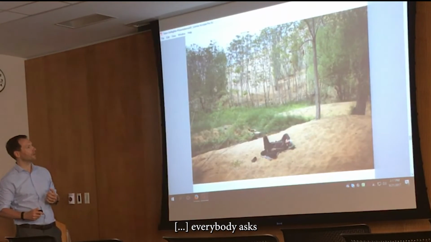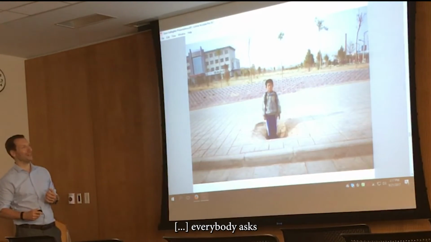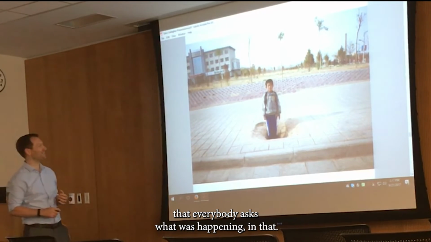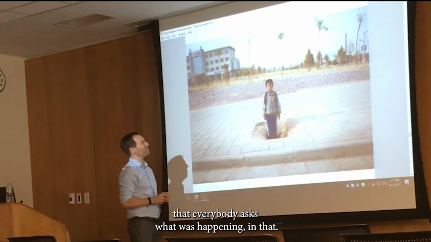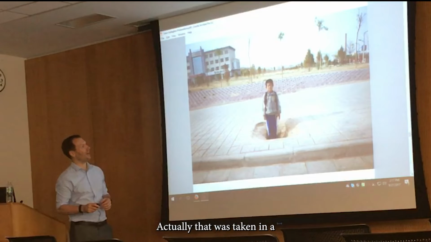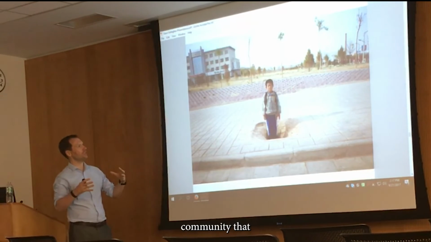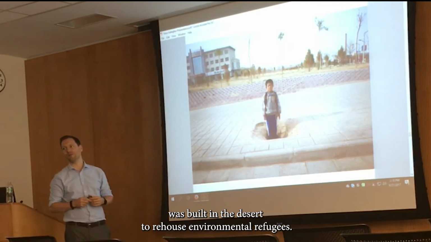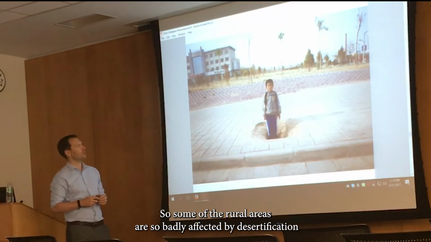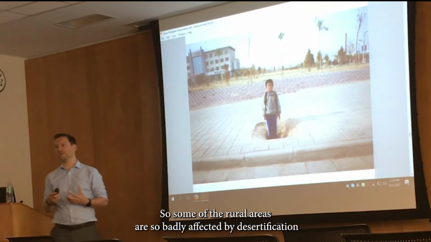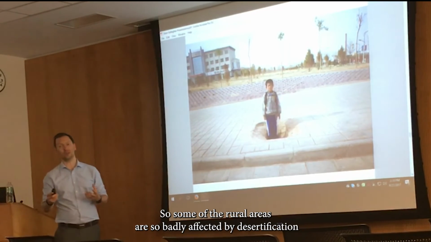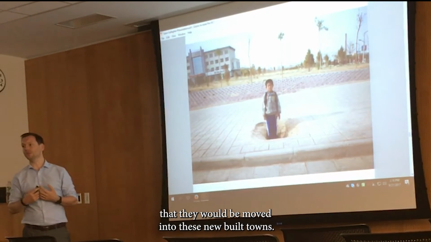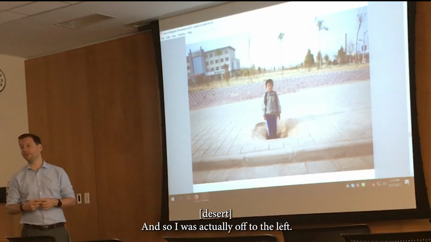What's the story behind that last photo? Everybody asked that. Everybody asked what was happening in that. Actually, that was taken in a community that was built in the desert to rehouse all the environmental refugees. So some of the rural areas were so badly affected by desertification that they were being moved into these newly built towns in the middle of the desert.